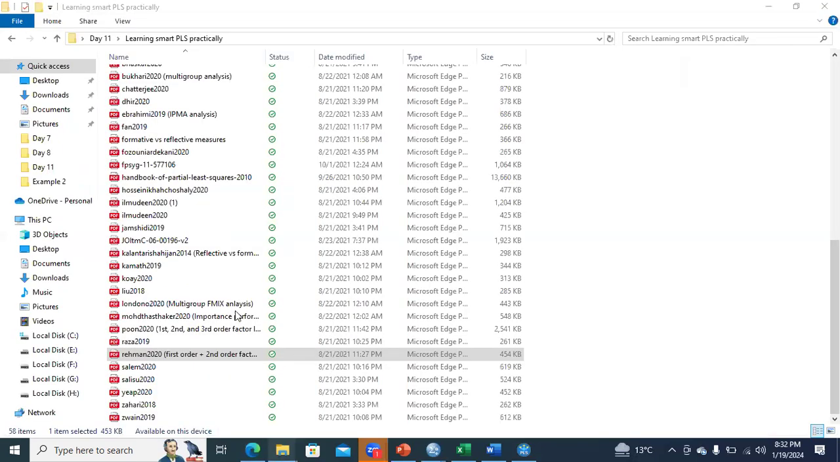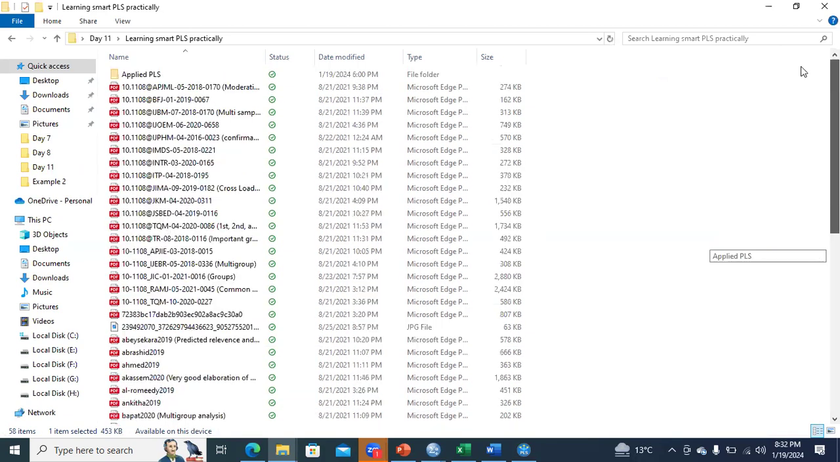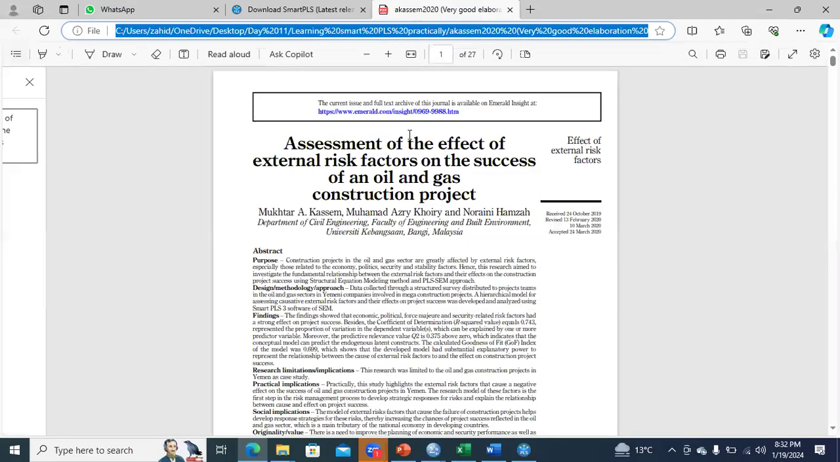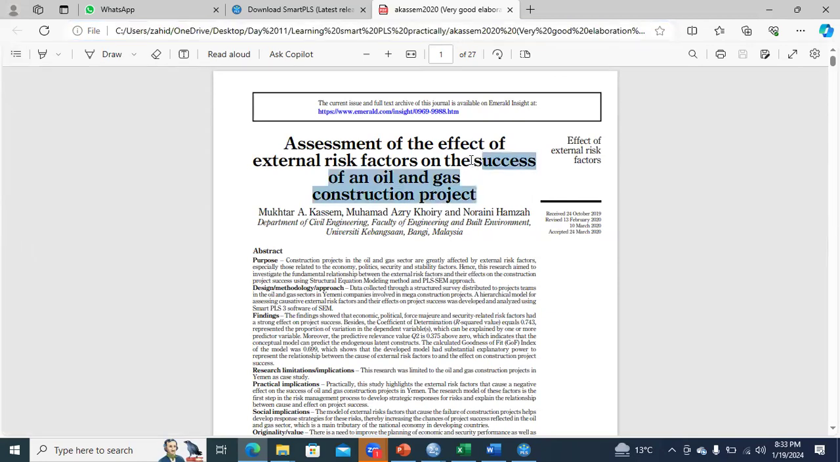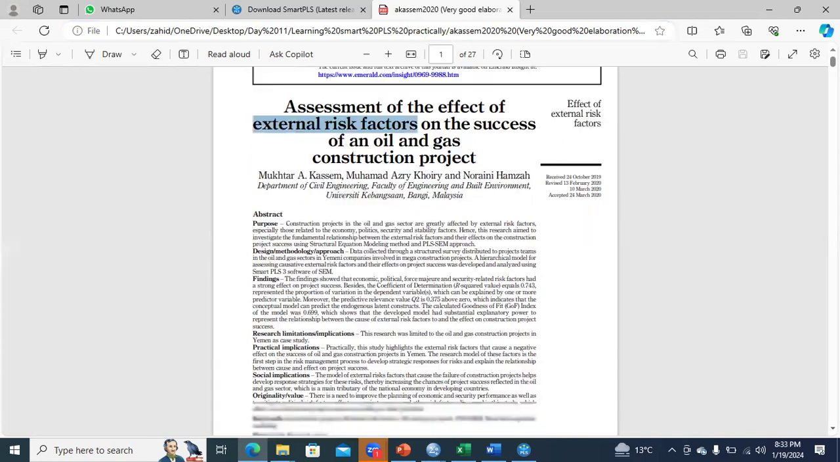I want to show you some other papers. There are a lot of latest papers also, but I have a folder for these. This one: assessment of the effect of external risk factors on the success of an oil and gas construction project. So it is basically related to project success. The dependent variable is project success and the independent variable is external risk factors. They have assessed the impact of external risk factors on project success for oil and gas construction projects.